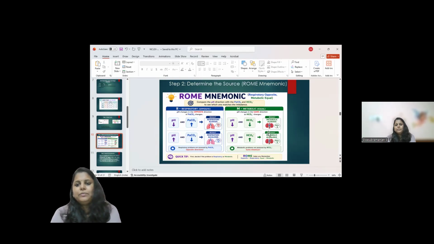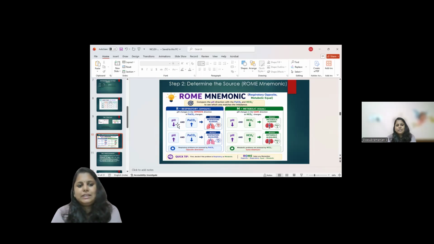The second thing, we must use the ROME mnemonic method. We need to find out whether it is a respiratory or metabolic imbalance. You can easily remember it as the mnemonic ROME. ROME means Respiratory Opposite and Metabolic Equal. So the pH changes in the opposite direction of the partial pressure of carbon dioxide changes.